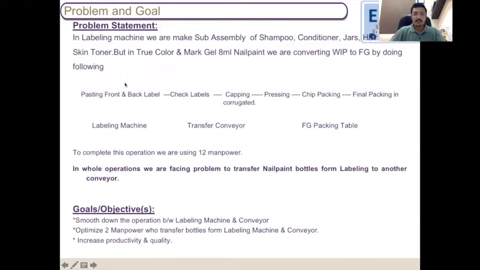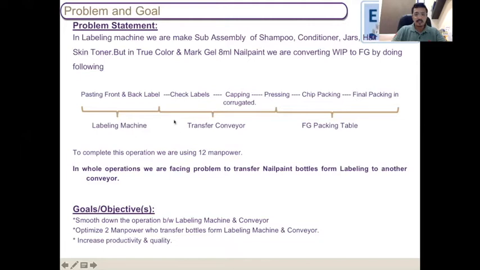What is the problem? In the labeling machine, they were making the sub-assembly of shampoo, conditioner, jars, skin toners, right? So various labels they were printing on the labeling machine. But the True Color Mark Gel 8 ml nail paint, which they were converting from WIP to FG, this is the sequence of the process. They were pasting the back label, then check labels, capping, pressing, and chip packing, and final packing. So this is the labeling machine.